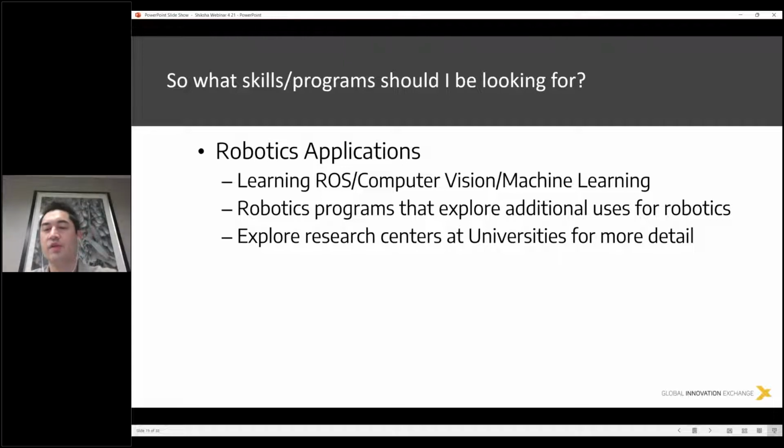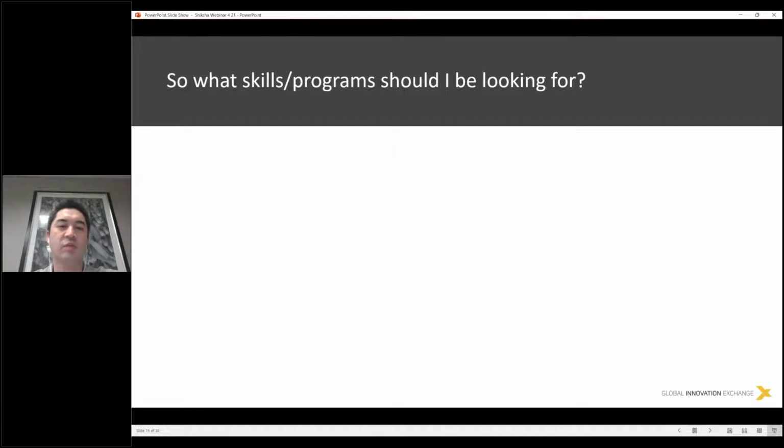And then, of course, look at the different research centers at the universities for more details. So within the University of Washington alone, we have a number of different research centers for robotics. And so our program is involved with some of those, and some of them are more on the computer science side, or some of them might be more the mechanical engineering side. So, definitely the takeaway is, look at what the university is doing with robotics and have that help you make your choice as well.